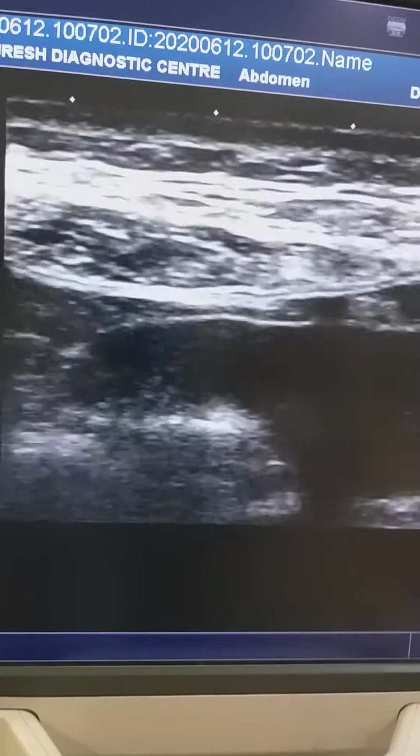So first, we talk about the abdominal hernia. First we place the probe in the epigastric region. Here we can see this linear echogenic line, which is the linea alba.